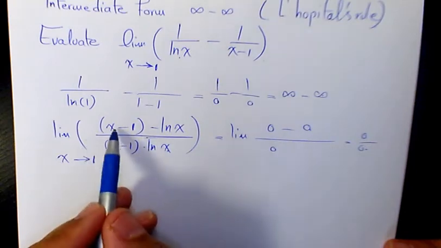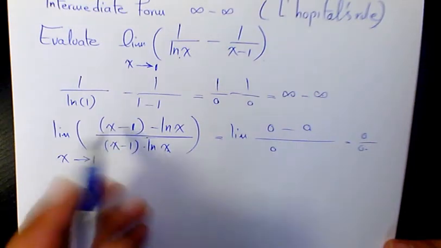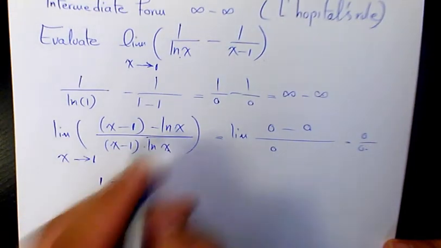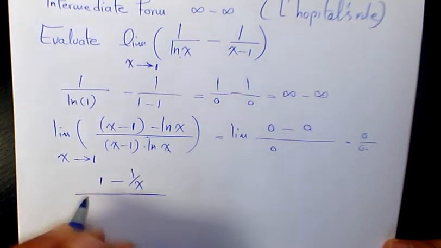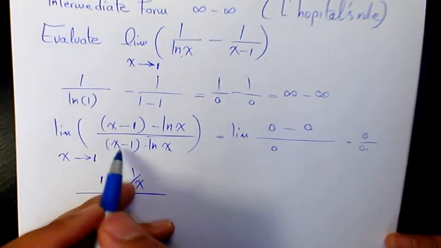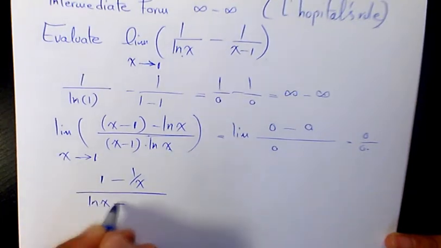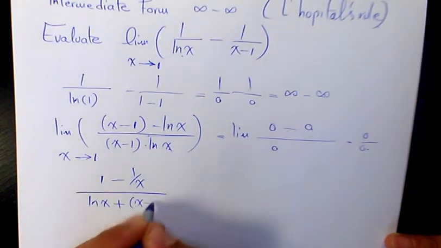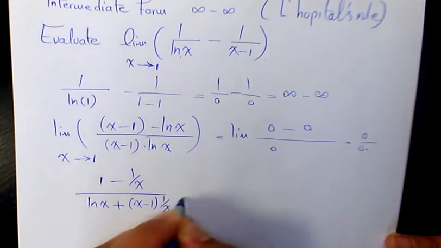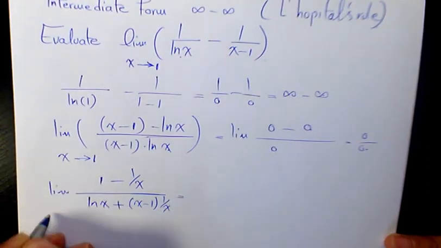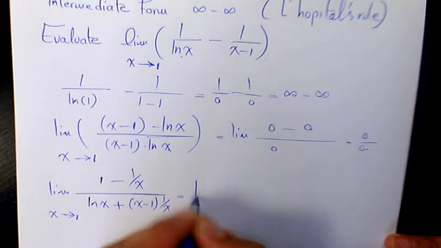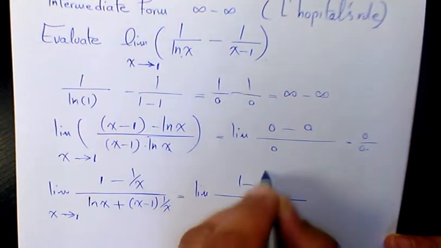Derivative of the numerator is going to be x minus 1, derivative is going to be 1, minus derivative of ln x is 1 over x, divided by derivative of x minus 1, which is 1 times ln x, plus x minus 1 times 1 over x. Limit when x is approaching 1. That's going to be 1 minus 1 over x.